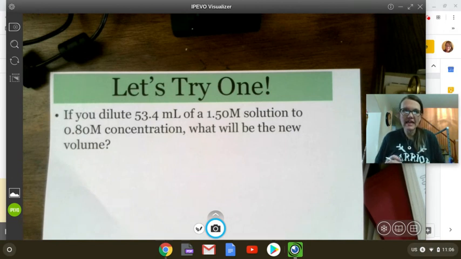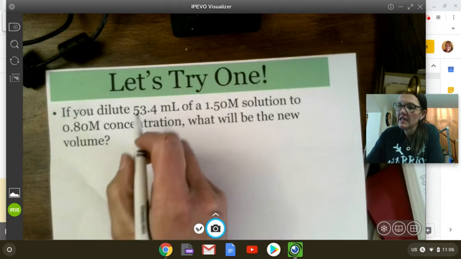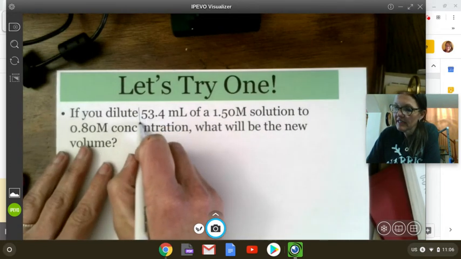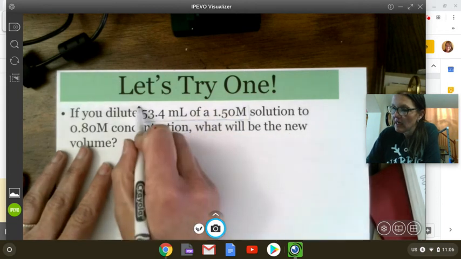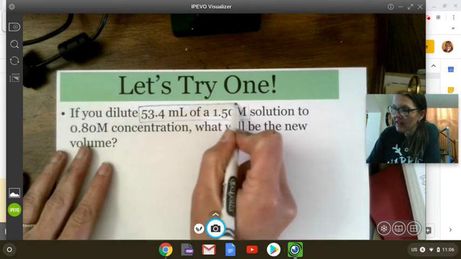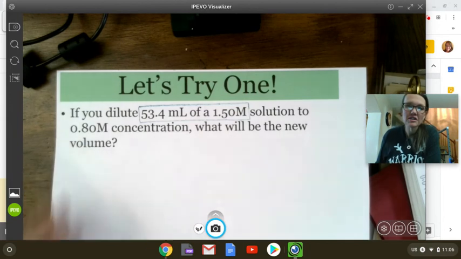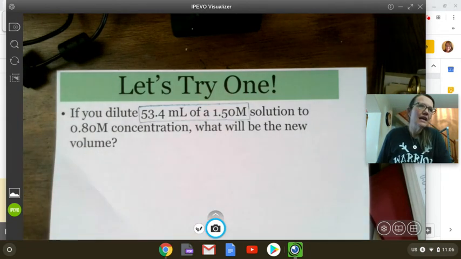So it says if we dilute 53.4 milliliters of a 1.5 molar solution. So the first thing I want to do as I read this is I want to keep in mind that this volume and this concentration go together, right? And that's pretty obvious just because they're right next to each other.